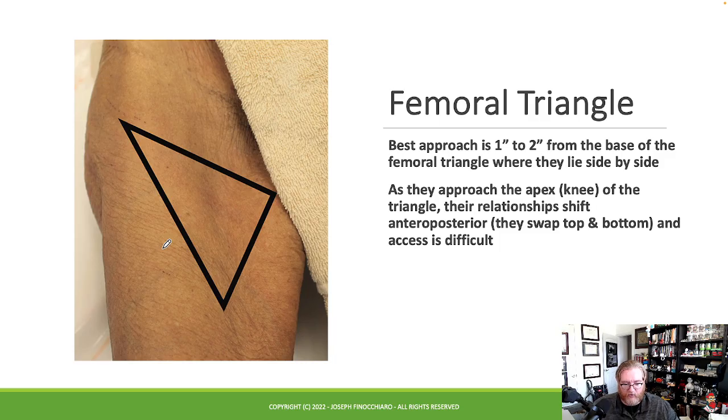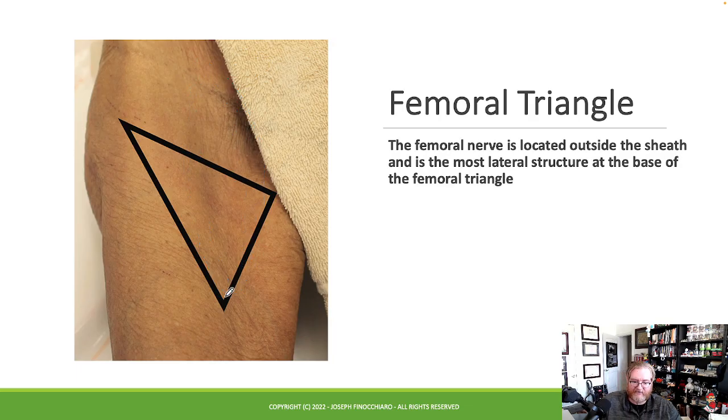The best approach is 1 to 2 inches from the base of the femoral triangle where they lie side by side. As they approach the apex, the knee of the triangle, their relationship shifts. Anterior, posterior, they swap top to bottom, and access is difficult. Moral of the story is you always want to make your cuts in the leg, the femoral artery, towards the top, not towards the knee. That's what they're trying to say.